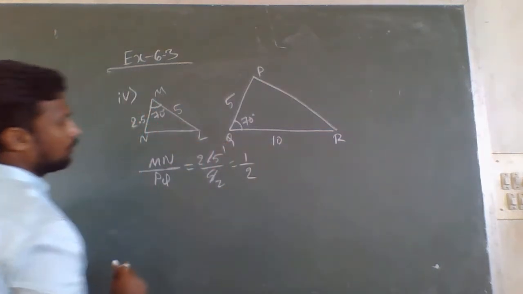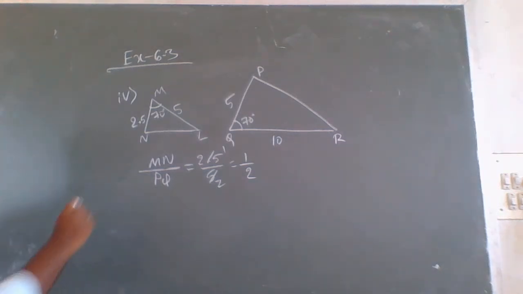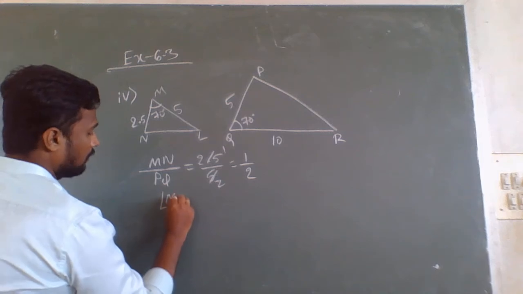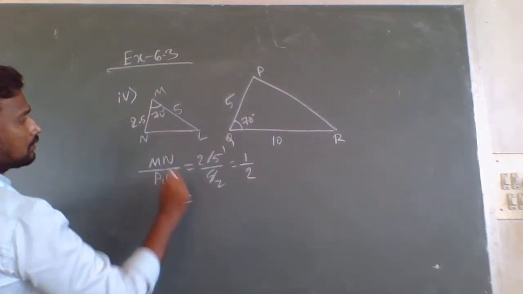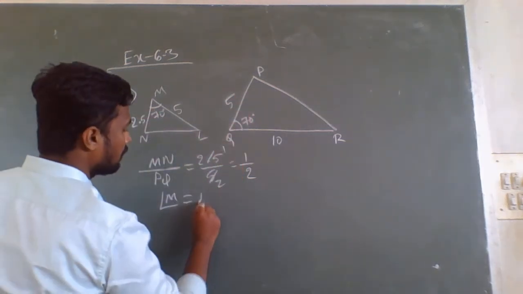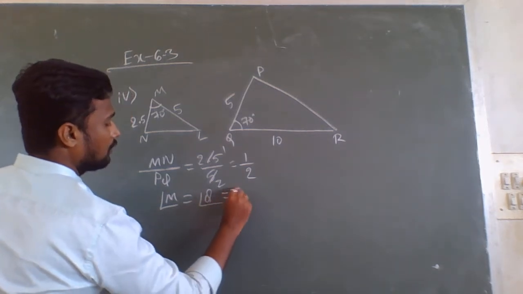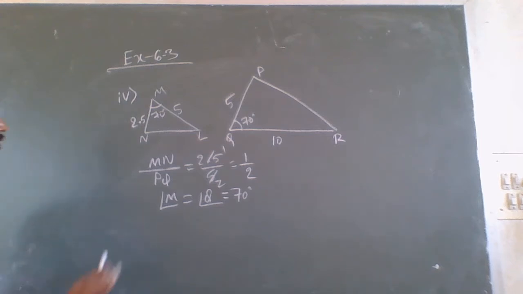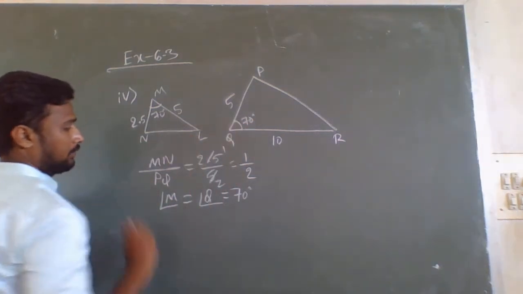Before that, I can consider this angle also. Here angle M is 70 degrees, and here angle Q is 70 degrees. Therefore, angle M is equal to angle Q because both the angles are 70 degrees only.